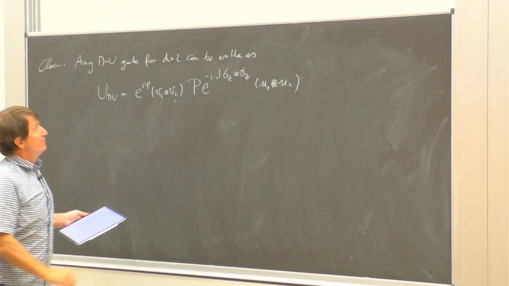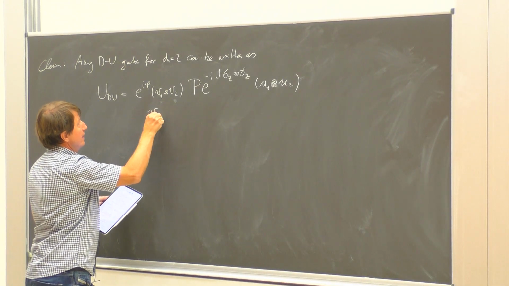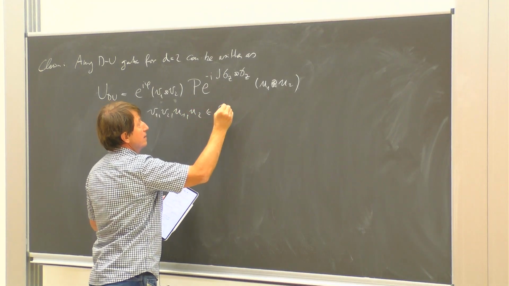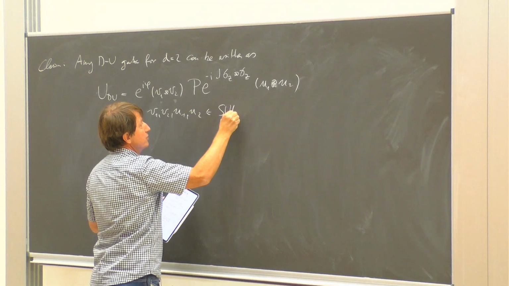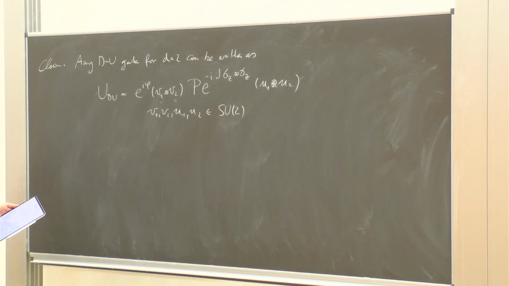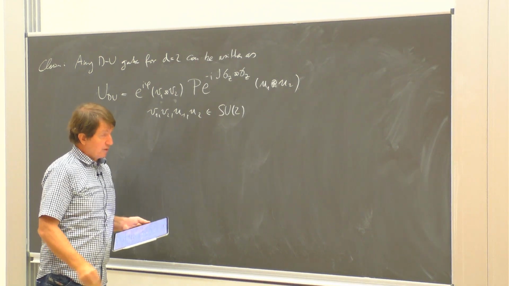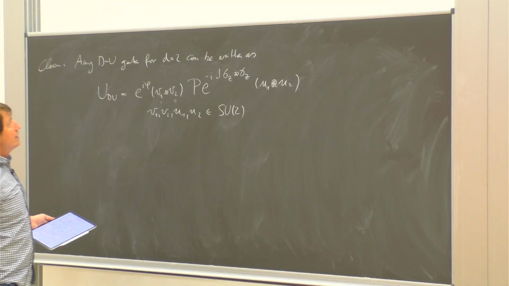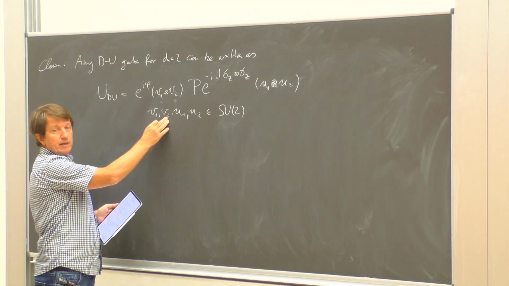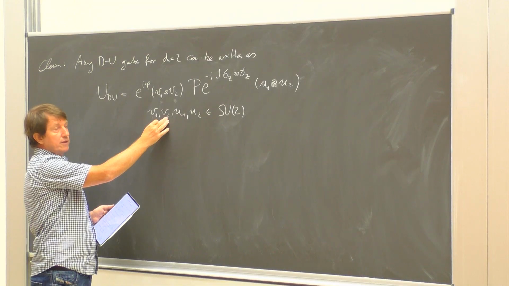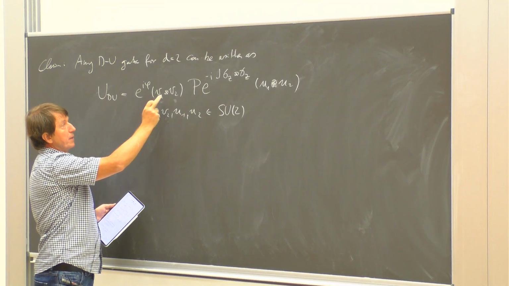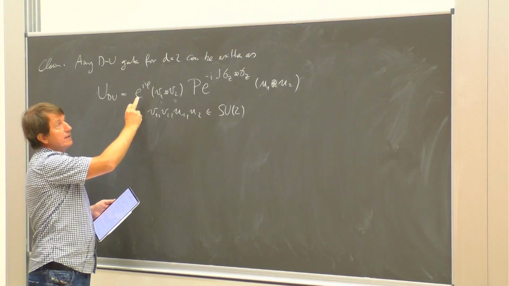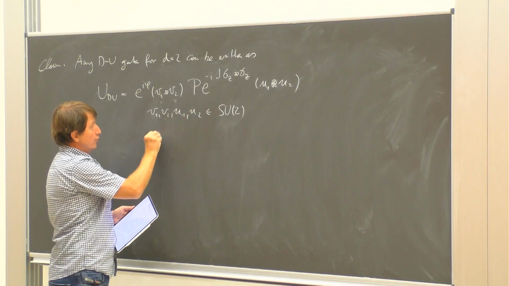And that's it. So what are these guys? Now V1, V2, and U1, U2 are 2 by 2 matrices, which are in SU(2), in the fundamental representation. So they are arbitrary. Each one of them is parameterized by 3 parameters, because we can write each SU(2) rotation by 3 Euler angles. So 3 plus 3 plus 3 plus 3 is 12, plus 1 global phase is 13, plus 1 is 14. We have 14 parameters.